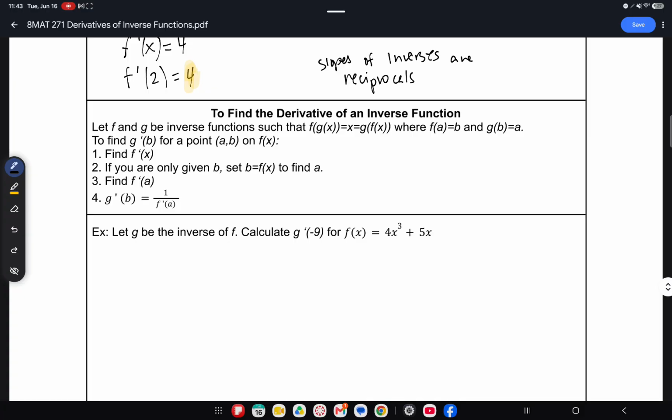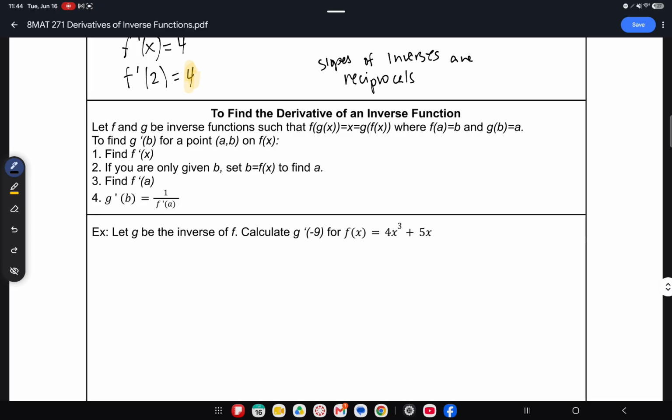So if we want to find the derivative of the inverse at a certain point, first we want to find the derivative of f. If we're only given the point b, we can find a so that we actually have the point we're looking for. Once we find our derivative of f, we can substitute in a, and then remember our slopes are reciprocals of each other.